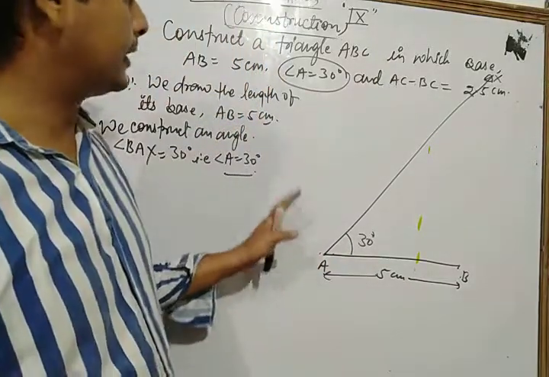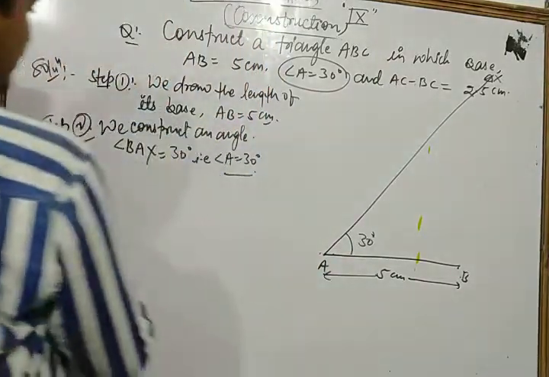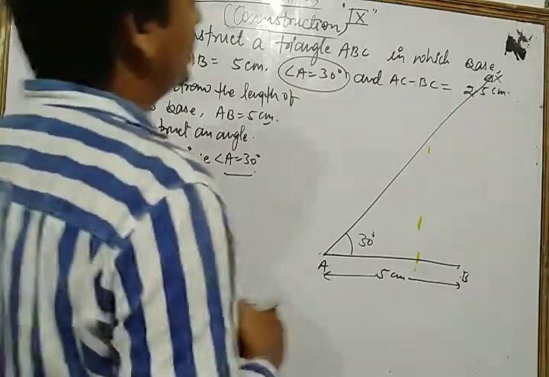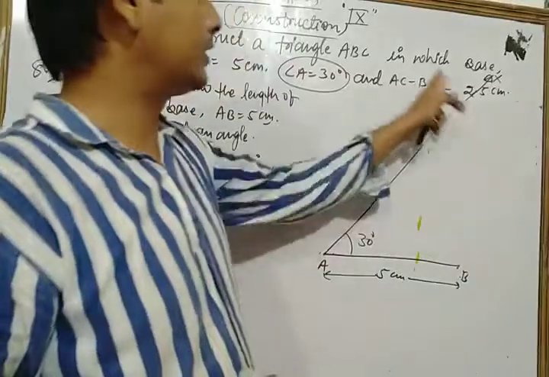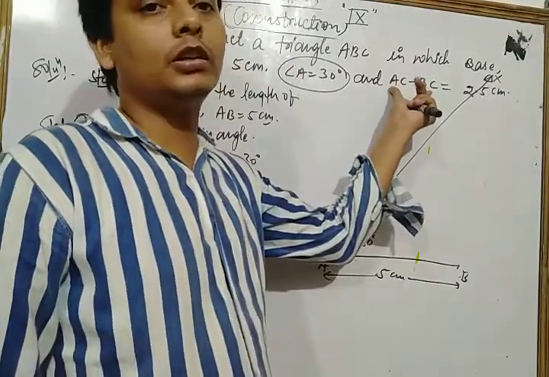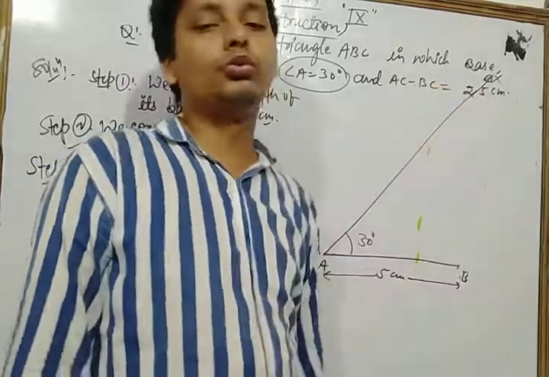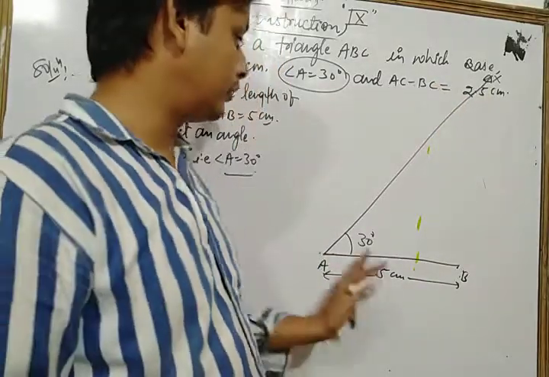Okay. Now after that, in the third step, step 3, we draw here the difference between the other two sides, that is AC minus BC equal to 2.5 centimeter.